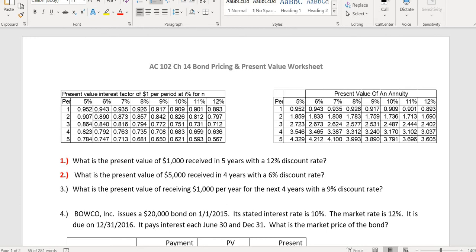So, number one, what is the present value of $1,000 received in 5 years with a 12% discount rate? Well, obviously, it's going to be worth a lot less than it is today if it's going to be 5 years from now. How are we going to find it out? Well, we're going to go to our table, go to our 12% column, our 5-year row, and here we go. 0.567 is our factor. So to figure this out, we're going to take $1,000 times 0.567, and we're going to find out that the present value is $567.